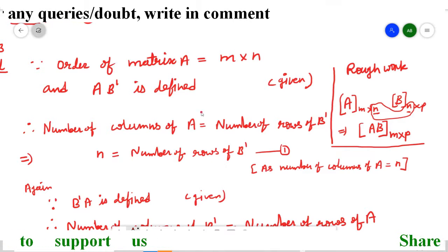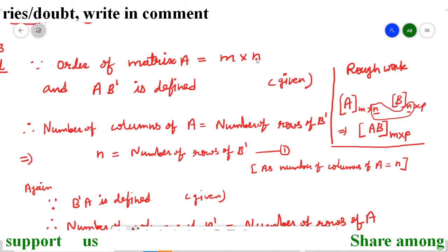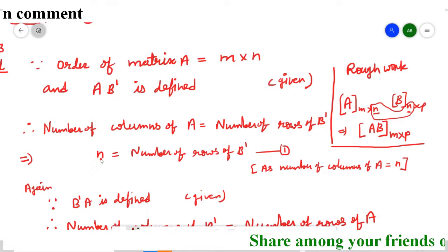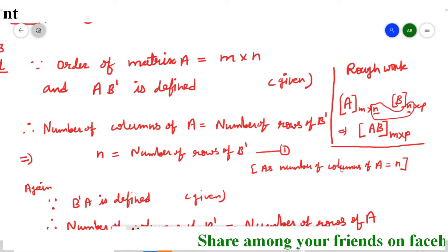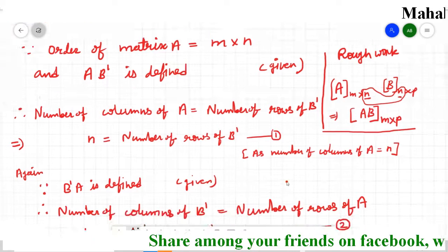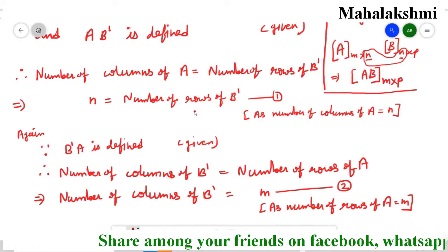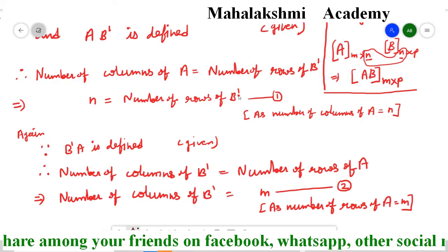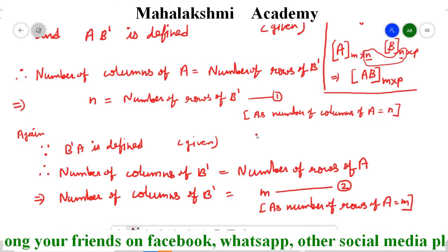Now in A, how many columns are there? N columns. So from here, the number of columns of A we can write as n. As I wrote here, the number of columns of A is n. So the conclusion is, the number of rows in the B complement matrix is n.